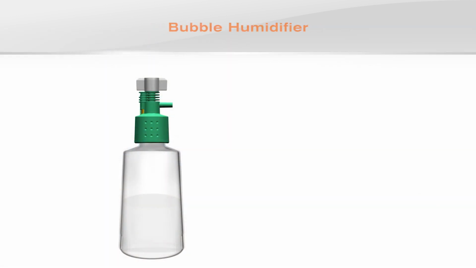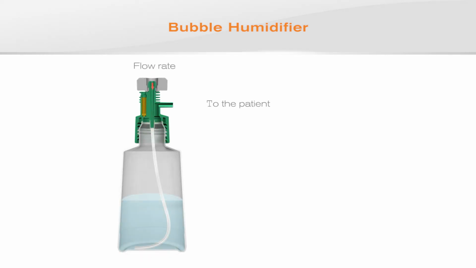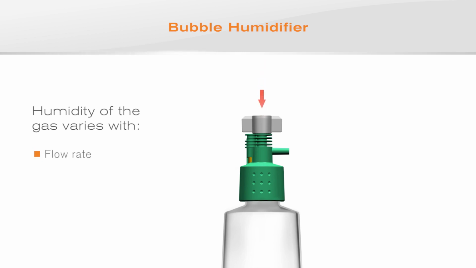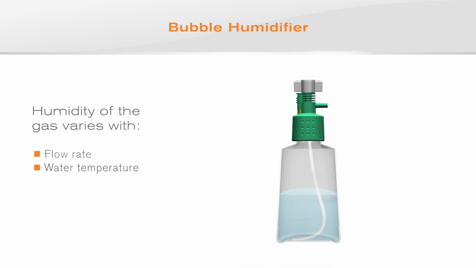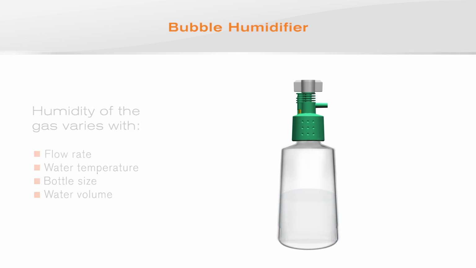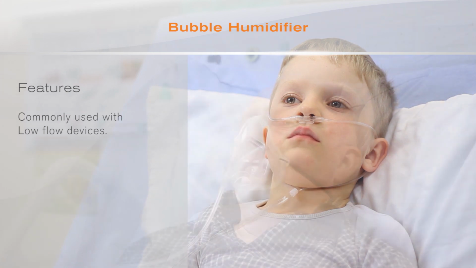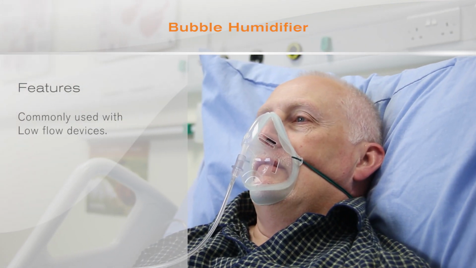Bubble humidifiers use the bubble-through humidification process to bring dry oxygen gas to ambient levels of humidity. The gas is directed into the water bottle where it is broken up into small bubbles. These gain humidity as they rise to the surface of the water. The absolute humidity of the gas varies with flow rate, water temperature, bottle size, and volume of water in the bottle. Bubble humidifiers are most commonly used with low-flow devices such as nasal cannulae and medium concentration oxygen masks.